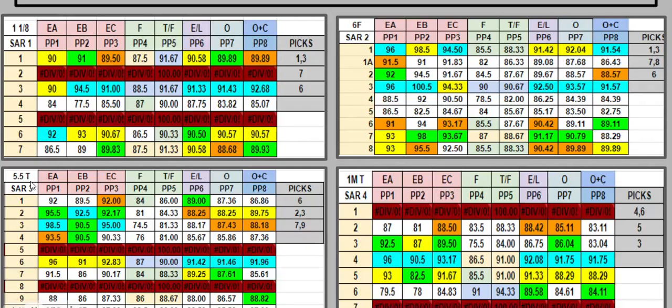Race 3 is 5.5 on the turf. I like the 6 here as a top-tier play. And then I like the 2 and the 3 as my second-tier plays.